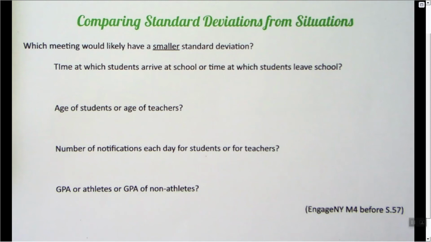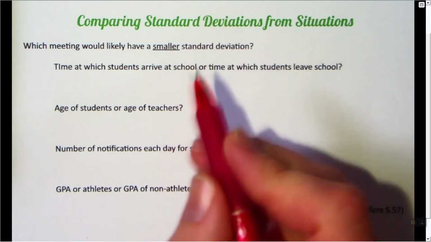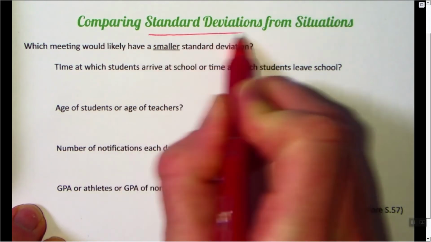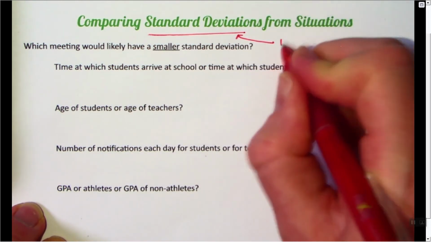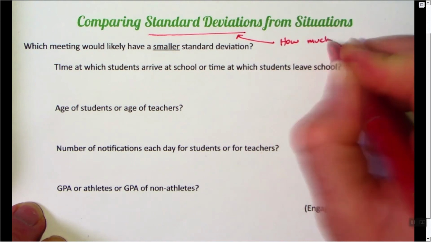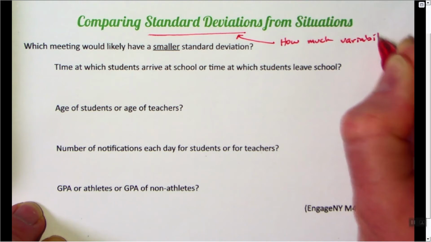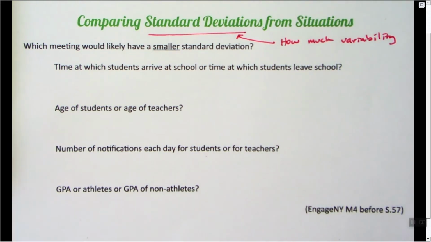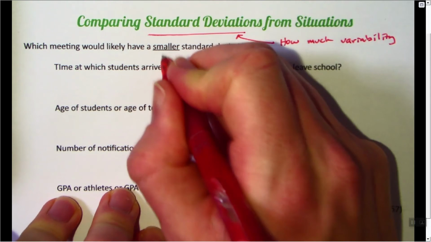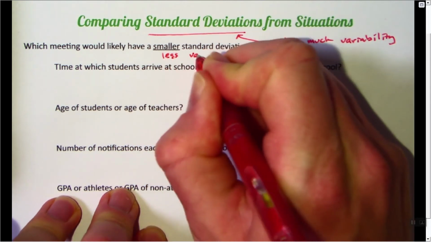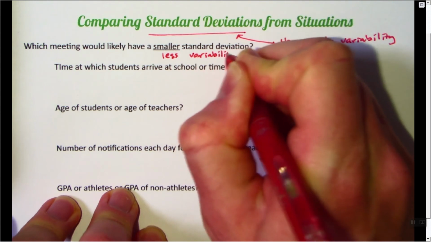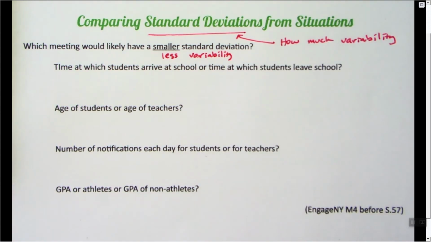In this video, we are comparing standard deviations from situations. Standard deviation is a measure of how much variation there is in a data set. How much variability there is in a data set. So we're just looking at these situations, which one might have a smaller standard deviation, which means less variability. I say variability because variation actually is a specific measurement in statistics.